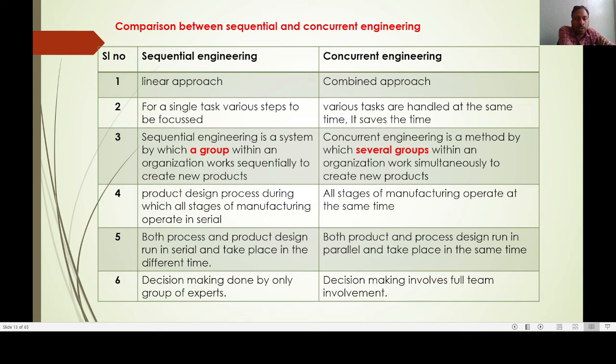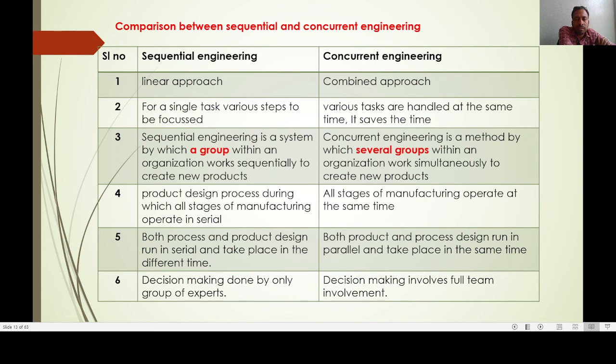Next, in concurrent engineering, both product and process design run in parallel and take place at the same time. In sequential engineering, both process and product design take place at different times.